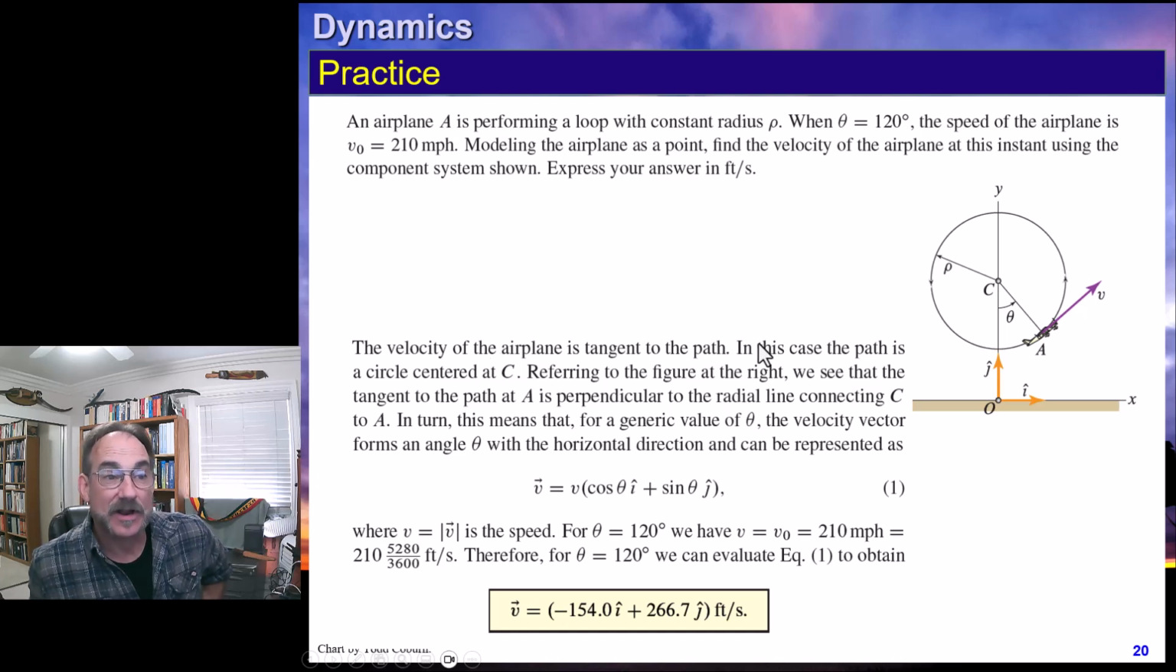We can see the velocity of the aircraft is tangent to the path. The path is centered at C. We can see the tangent is perpendicular to the radial line. We can see our velocity at any point is just going to be that velocity times cosine theta i plus sine theta j. All right, that's pretty simple. Our velocity is just the magnitude of that. Therefore, at 120, we can just calculate what that is. That is the velocity. Remember, that's the velocity when we're at 120, where our theta is 120.